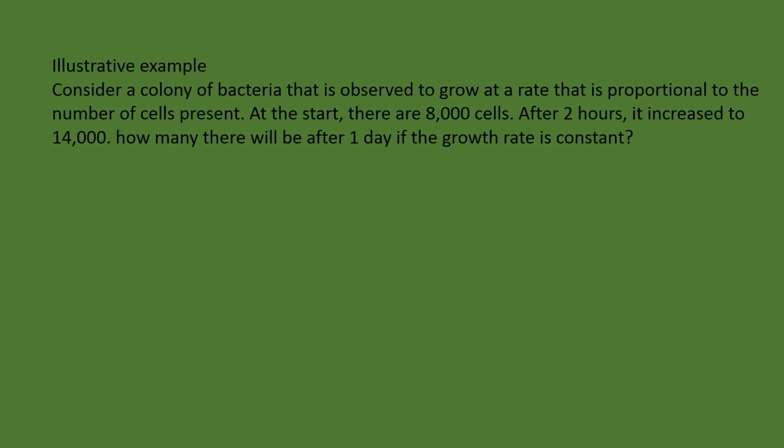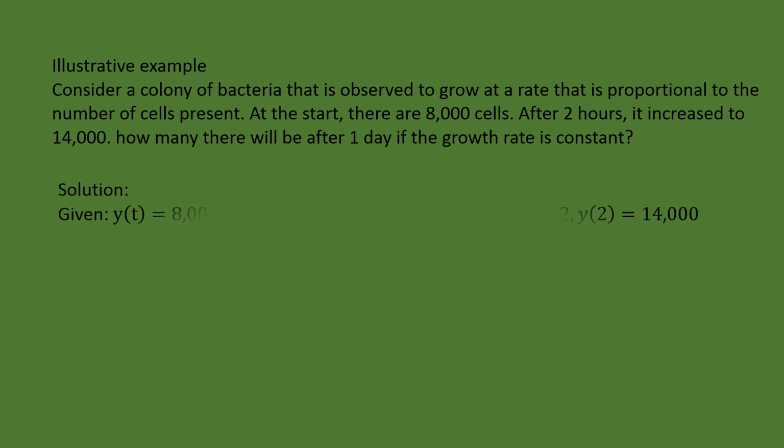So let us now proceed to an illustrative example for this type of problem. Consider a colony or a group of bacteria that is observed to grow at a rate that is proportional to the number of cells present. At the start, there are 8,000 cells. After 2 hours, it increased to 14,000. How many bacteria will there be after 1 day if the growth rate is constant? Meaning for 1 day there are actually 24 hours. So that is what we are going to identify. How many bacteria will there be after 24 hours?